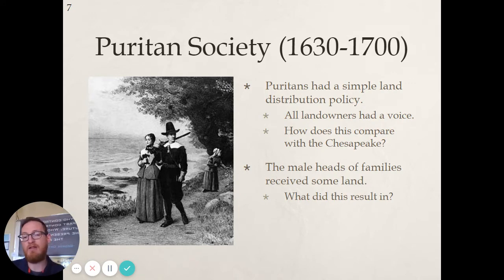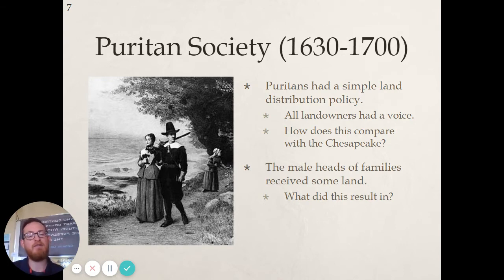And this is going to be a little bit different than, remember, the Chesapeake, where the really big landowners were the ones that had a majority of the political power. The Puritans believed that anybody that owned land should have a voice within their government there.